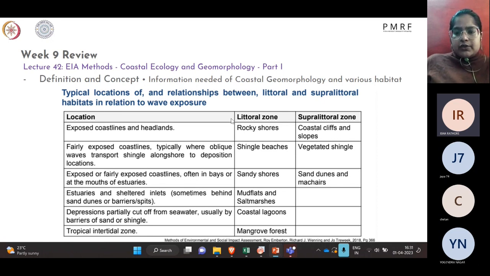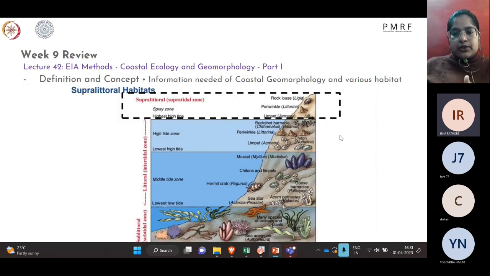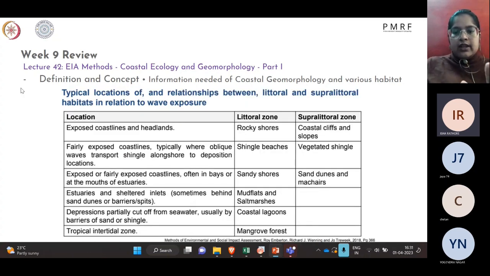So, in terms of the coastlines and headlands, the littoral zone has very rocky shores, and the superlittoral zone has coastal cliffs and slopes. So superlittoral is the first zone which you see, and littoral is the second zone. We have not considered sublittoral in this assessment. And then you have different types of exposure to coastline. So you have beaches and you have vegetated shingle beaches. These are different things which you can look up later as well.